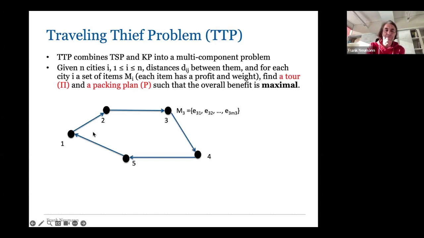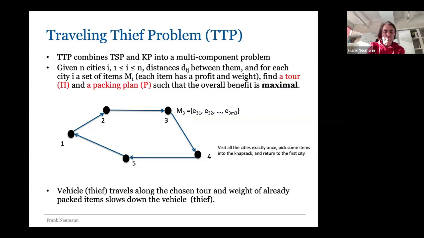So here's a picture. It has these nodes here. You have to compute a tour as in the TSP, and you have items available at each city that you could pick up, and then you would get a profit, but you also incur a weight. That means when you picked up an item and you incurred the weight, then you get slower along the remaining edges that you need to travel. Okay, so the thief travels along the chosen route, and the weight of already picked items slows down the vehicle.